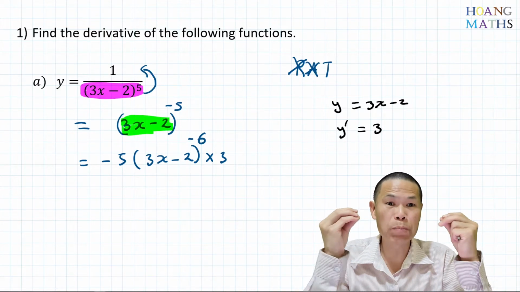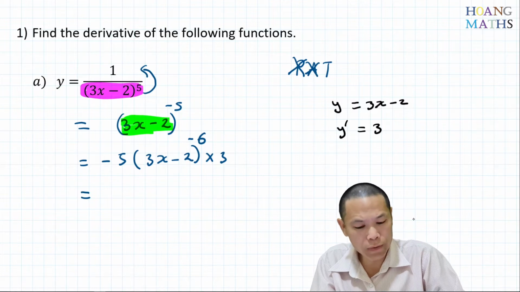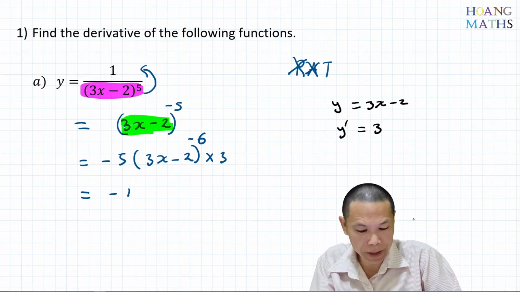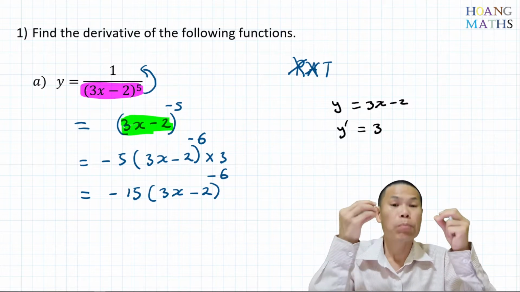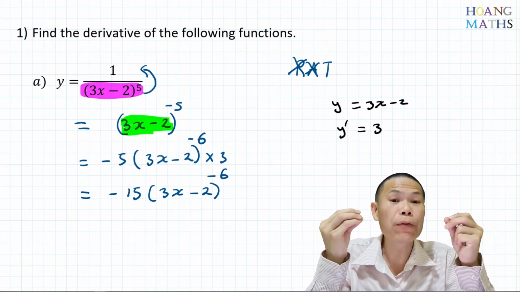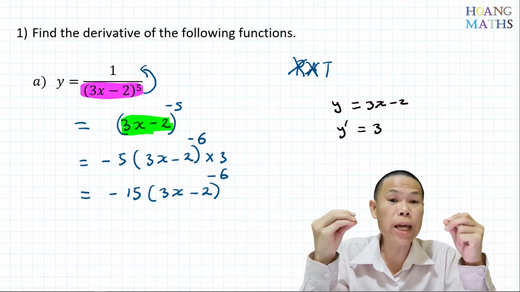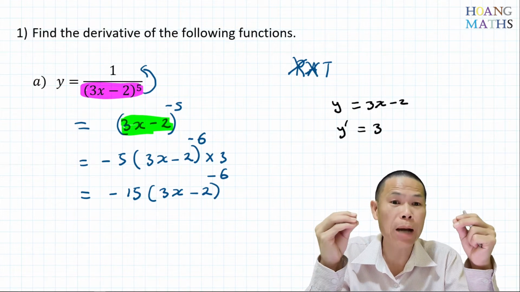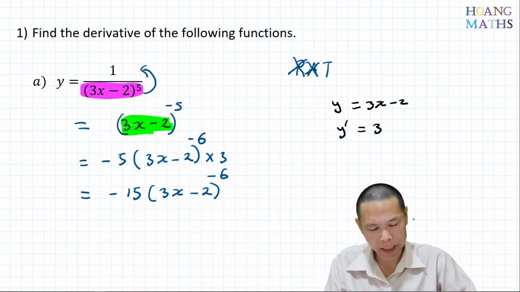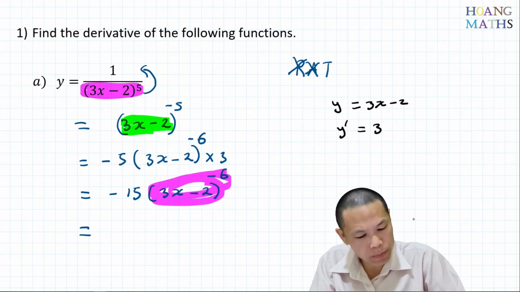So now we just simplify. Let me tidy up first. Negative 5 times 3 is negative 15. So that becomes (3x minus 2) power negative 6. But because the question gives a positive index, we have to bring the (3x minus 2) power of negative 6 down, to become a positive index. So we just bring this group down here.